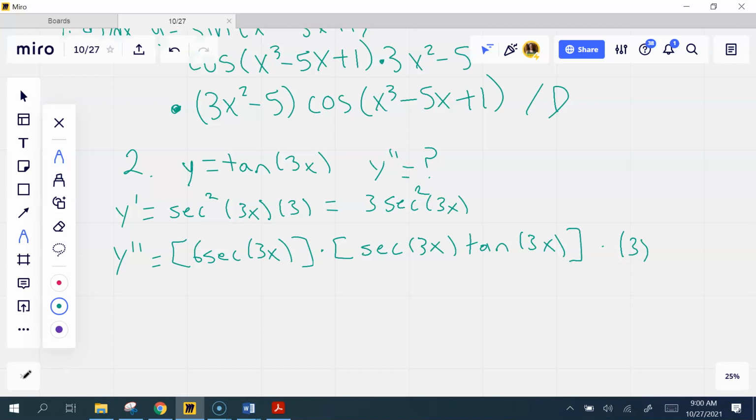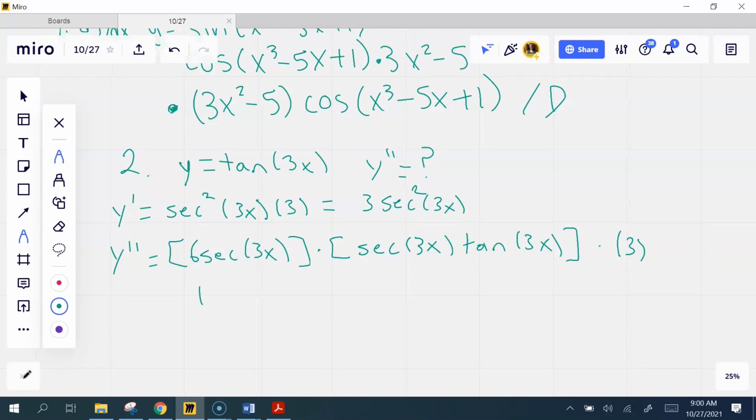First you do power rule. So the 3 times 2 is 6. It goes in front of the secant, and then after you do the power rule, you do the trig because that's the second step. And the derivative of secant is secant x tan x, and then you do the inside, which is 3. And then the 3 goes with the 6, and it goes to 18 secant squared because the secants multiply.